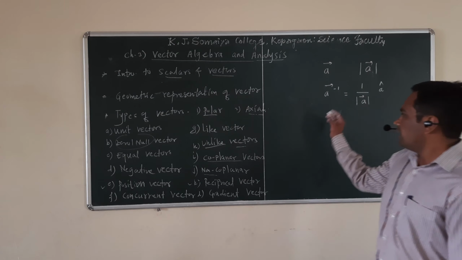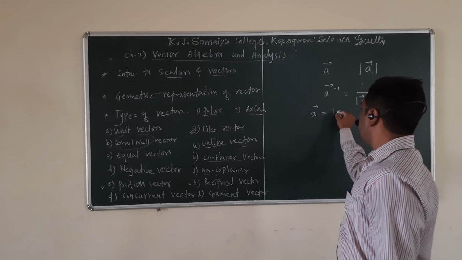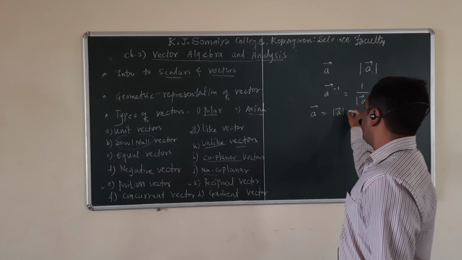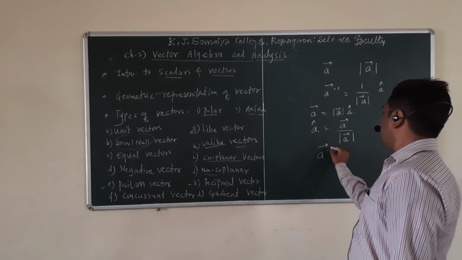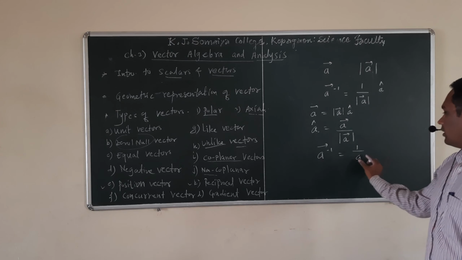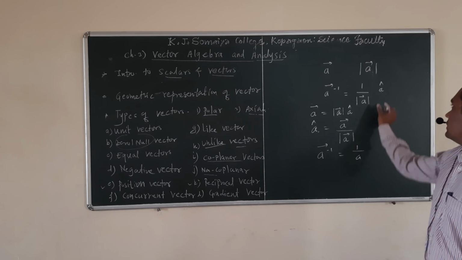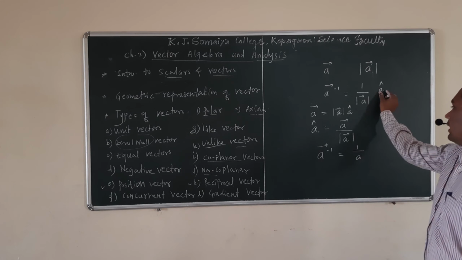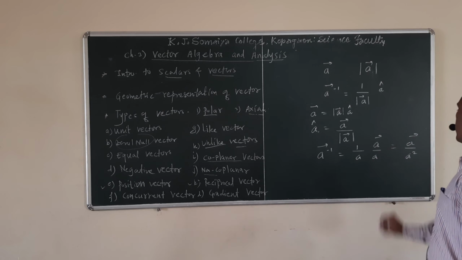We know that vector A can be represented as magnitude of vector A into A cap. From this we can write A cap is equal to vector A divided by magnitude of vector A. So putting it over here, we get vector A reciprocal is equal to 1 divided by magnitude of vector A, which I can write as 1 by A, times A cap as vector A divided by A. So that becomes vector A divided by A square.